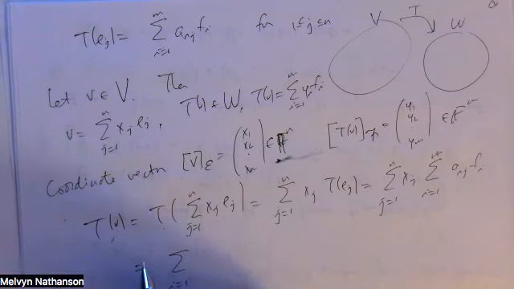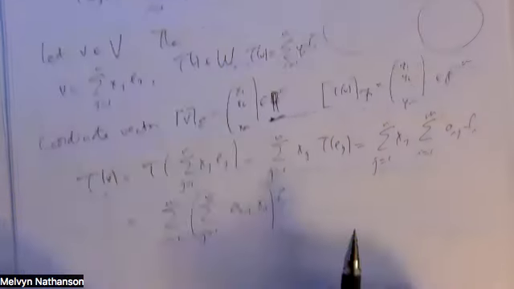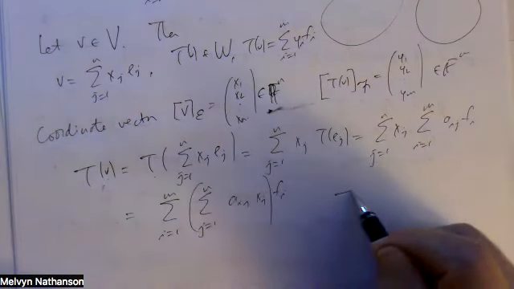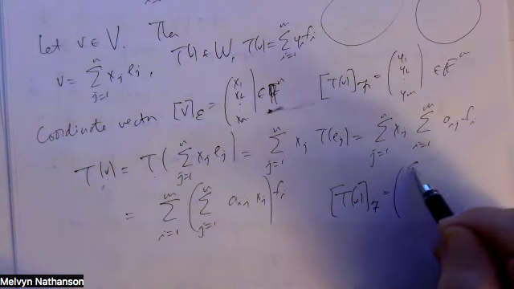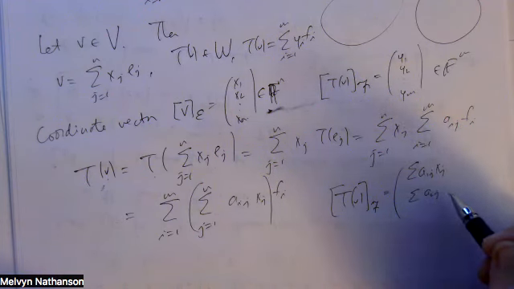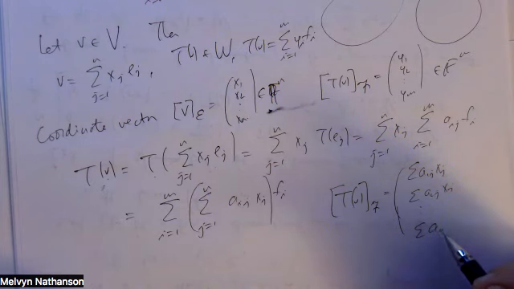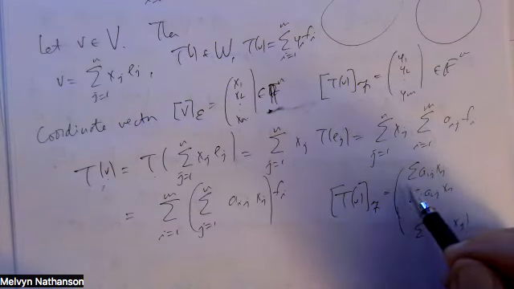This is summation i goes from 1 up to m, summation j goes from 1 to n, a sub ij, x sub j, f sub i. So here I've written T of v as a linear combination of the f's, and these are the coordinates. So if I look at the coordinate vector for T of v with respect to F, these are the coordinates: summation a1j xj, summation a2j xj, down to summation a mj xj, j goes from 1 to n in all these sums.